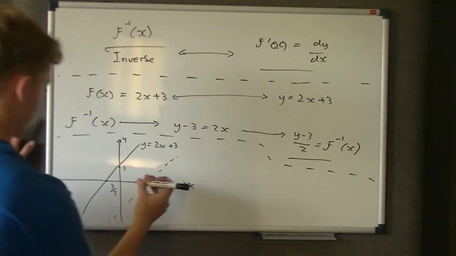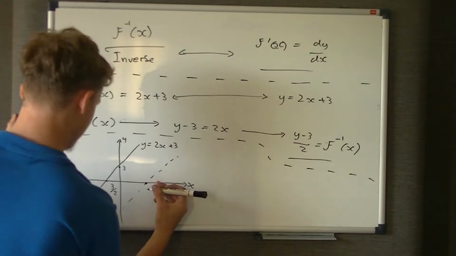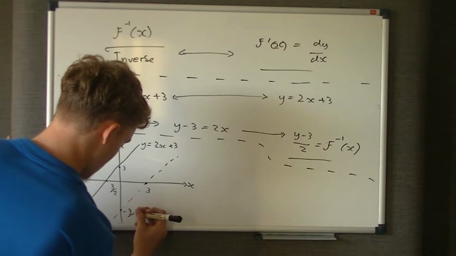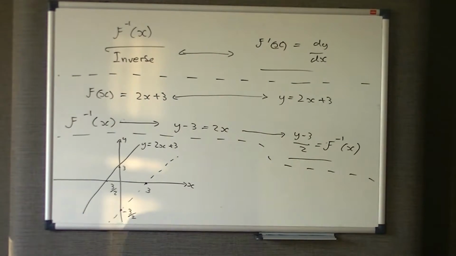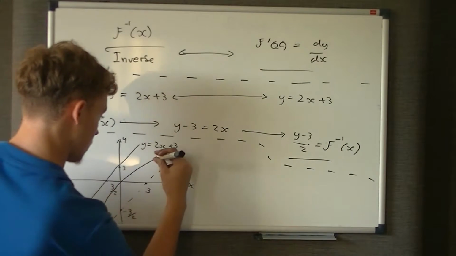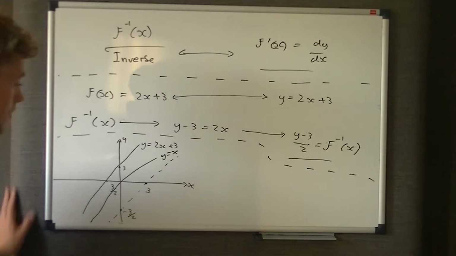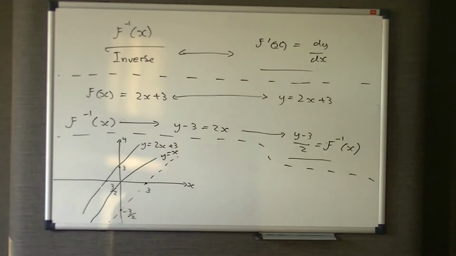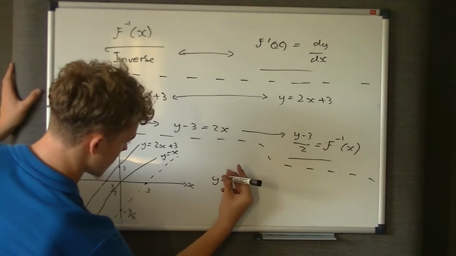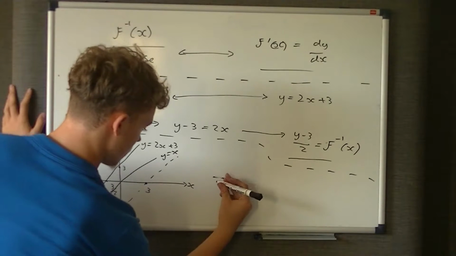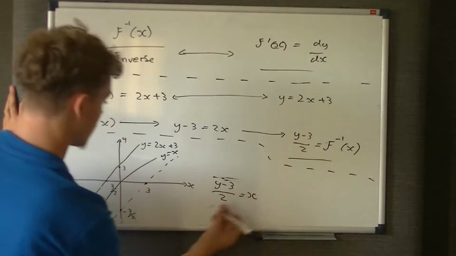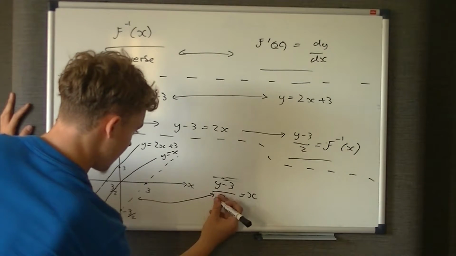And I'll explain why I can just do this so easily right now. That's 3, and that is 3 over 2 negative. So how do we know that's the right one? Well, it's reflected in the line y equals x. That's why that 3 is there, and that minus 3 over 2 is there. So we could just prove this: y over 3 equals, y take 3 over 2 equals x. So that's the equation of this dotted line here.